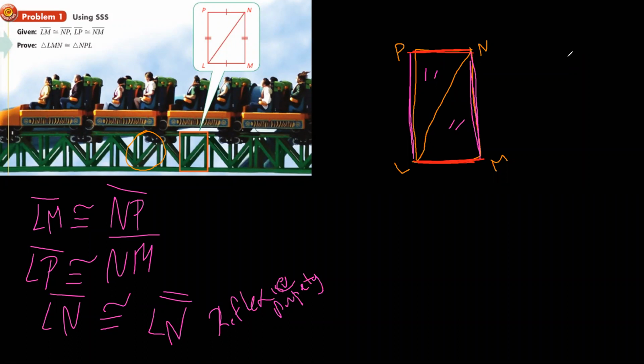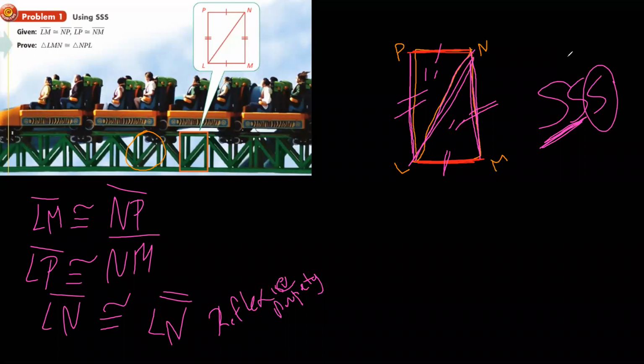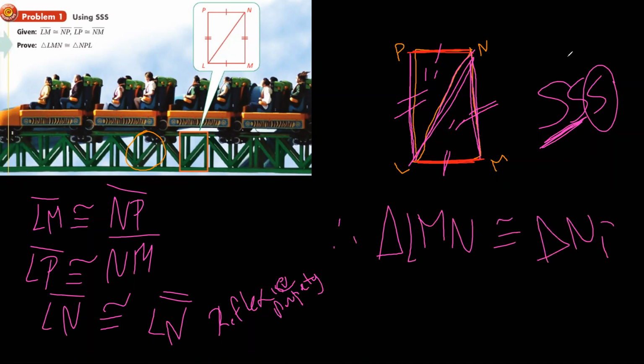LM, where's LM? This one is congruent to NP. LP is congruent to NM. And I need now, he told me you have to prove 3 sides. I find only 2 sides. What about the third one? It is LN. Now, since I prove the 3 sides are congruent, I will say that the triangle LMN is congruent to the triangle NPL.